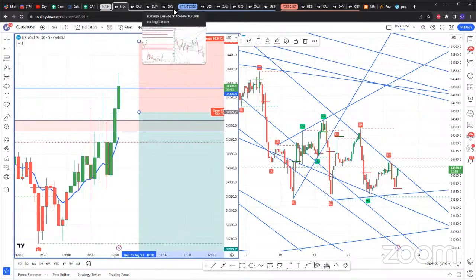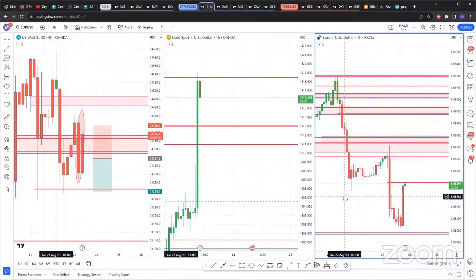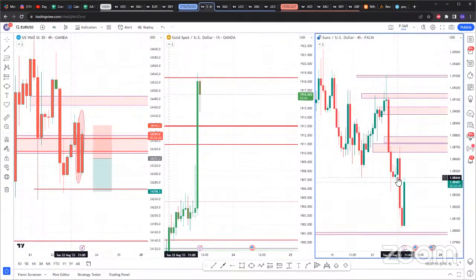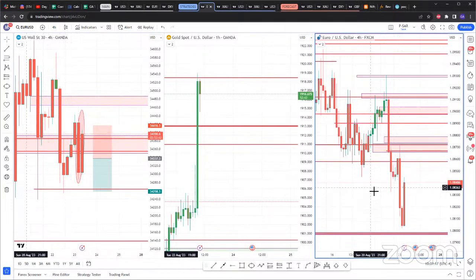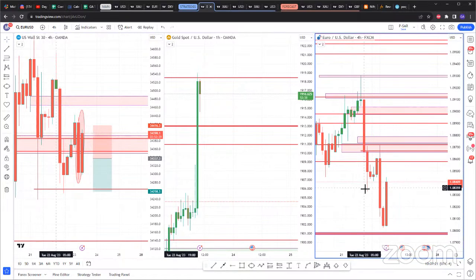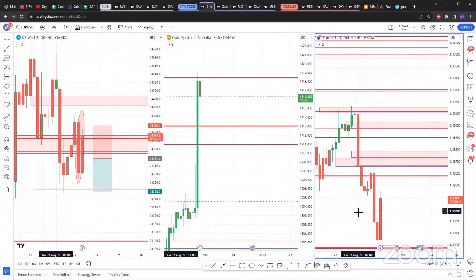Okay, so going to the next one, EU. For EU, same thing. The only entry that was there was this one. So if we go down, I think there was a 4-hour entry. So double SARs, yeah, this is the entry I saw. And some of these entries happen after the London session. So some of you guys, depending on the time zone, might be asleep.